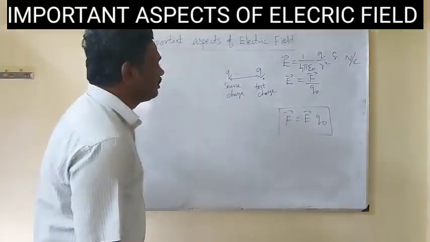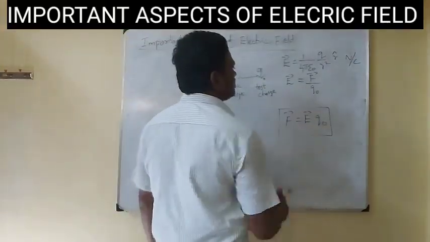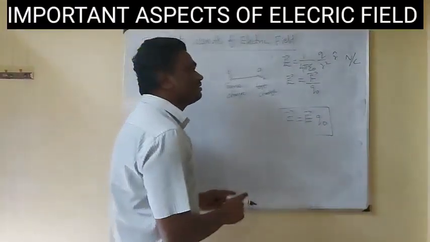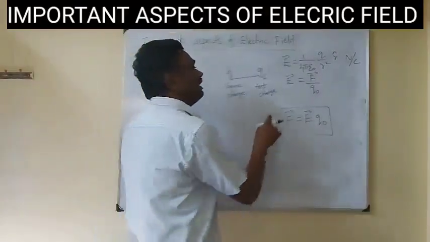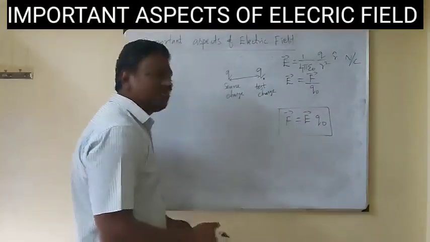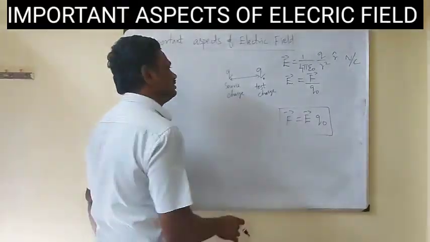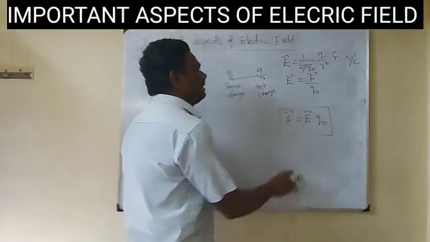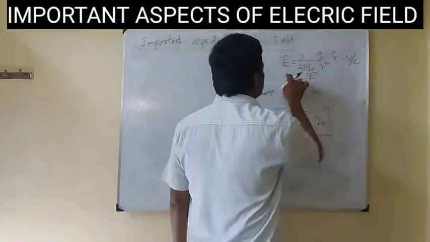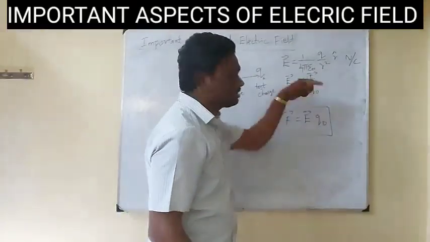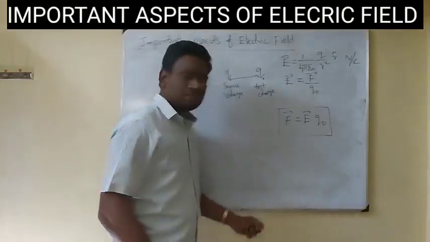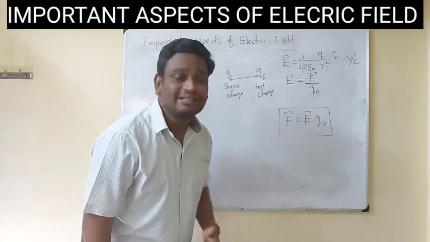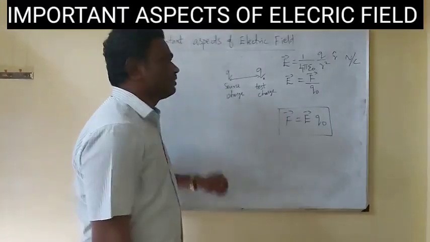Next, the third point: the equation E vector is equal to 1 by 4 pi epsilon naught q by r square into r cap. It means the electric field is independent of the test charge. See the equation. In this equation there is no q naught. It means there is no test charge, there is only source charge. So the electric field is independent of test charge and depends on source charge.